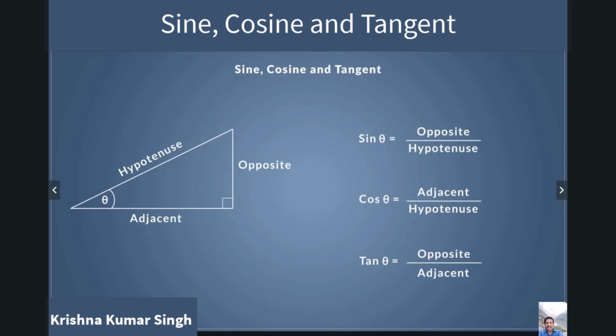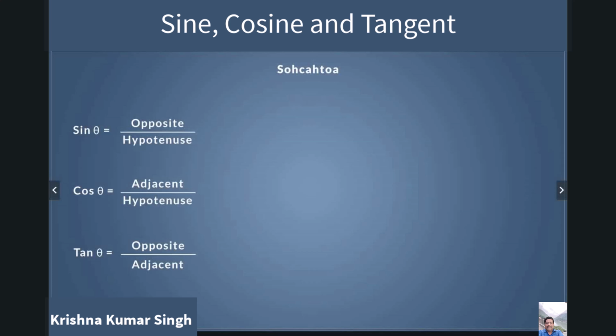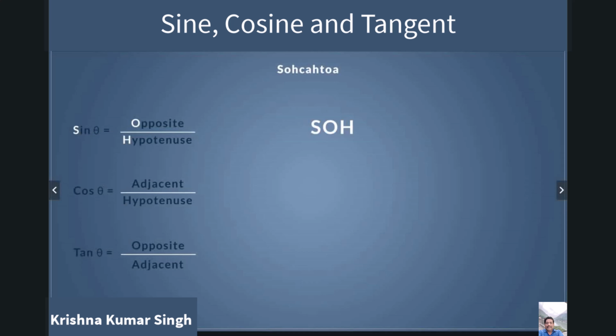However, if we don't know the opposite length, but know the lengths of the adjacent and hypotenuse, we use the cosine. If we know only the opposite and adjacent lengths but not the hypotenuse, we use the tangent. As long as we know two aspects of the triangle, either two lengths or a length and an angle, we can determine the rest using trigonometry. Before we dive into practical examples, we need to learn how to remember when to use sine, cosine, and tangent, which will be covered in the next lesson.